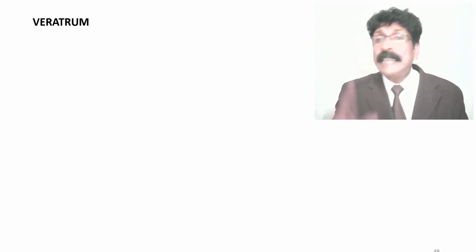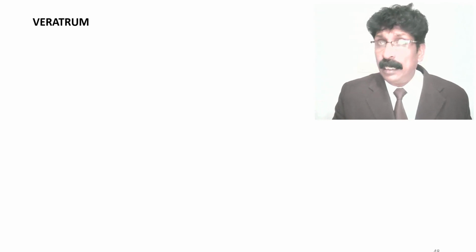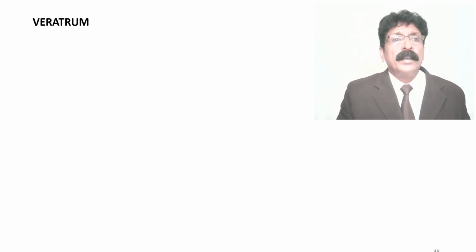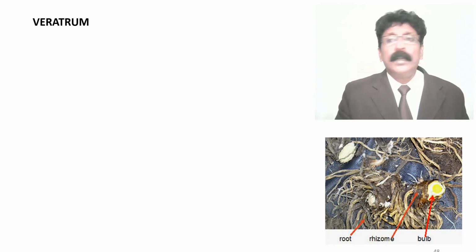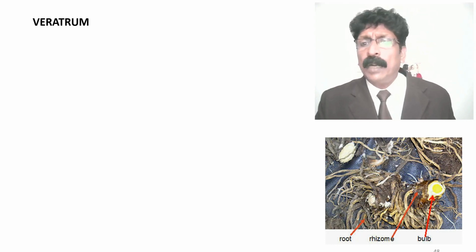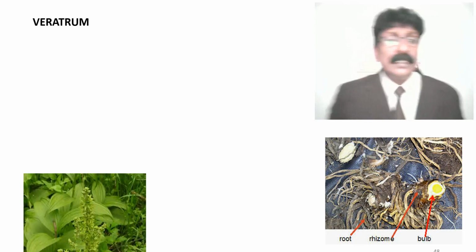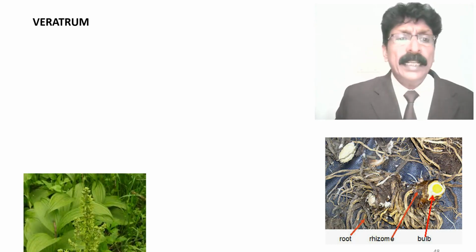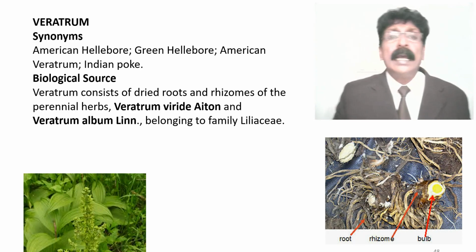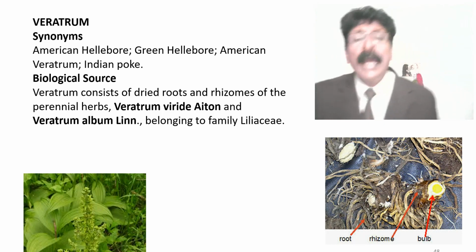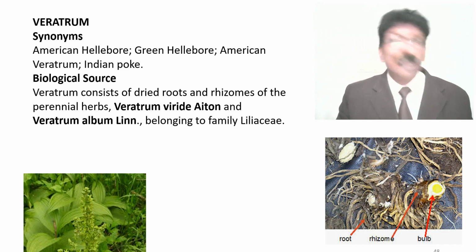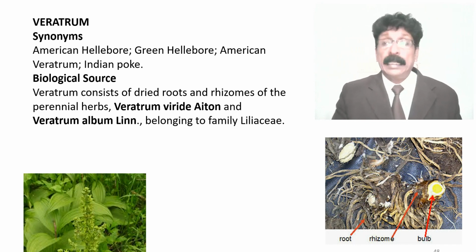Now the second one which is taken for our study is Veratrum. You can see the root, rhizome and the bulb which is shown in the underground of this plant. The leaves are like this, which we can see in our place also, very rarely. It's an American hellebore, green hellebore, American Veratrum, Indian poke. It is also available here, Indian poke. It can be called in synonym.